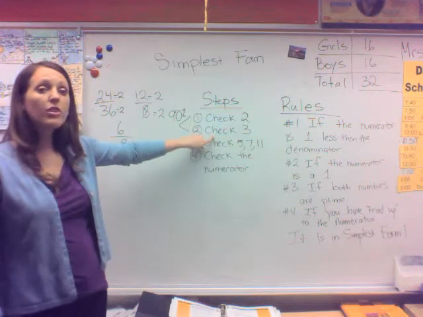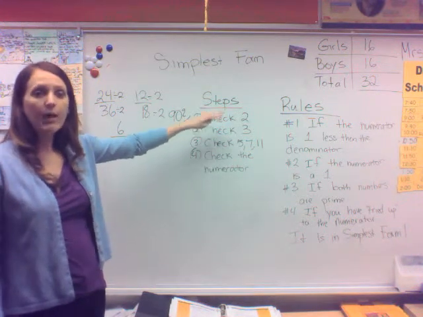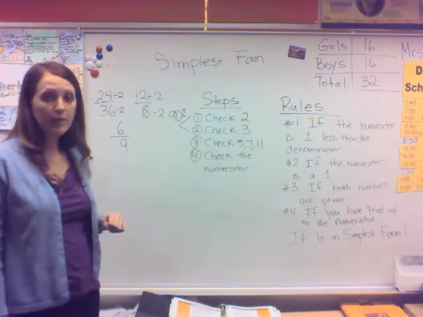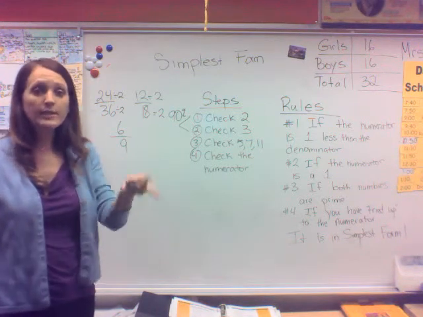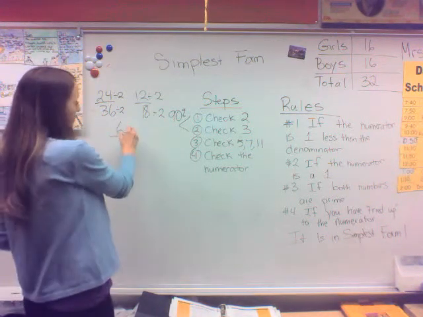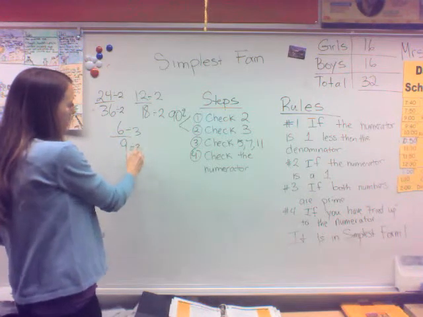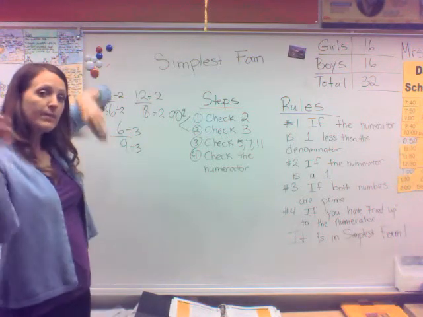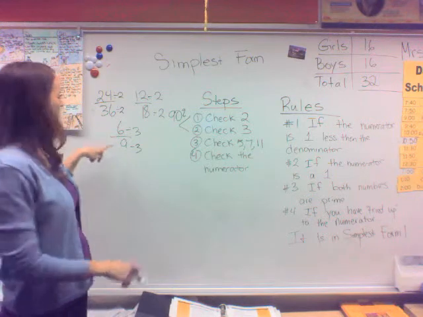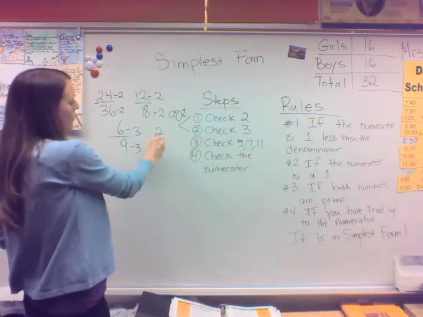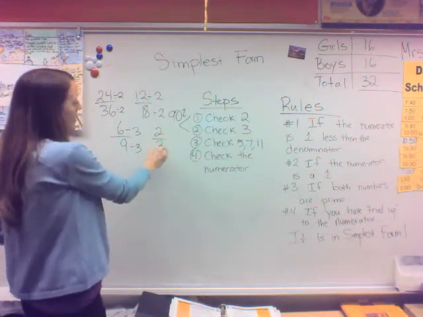So we check 3. Check 2, and if that doesn't work, check 3. And you should know 3, 6, 9. Yes, those are some of your 3s. Divide by 3. Do it to the bottom, you've got to do it to the top. You get 6 divided by 3 is 2. 9 divided by 3 is 3.